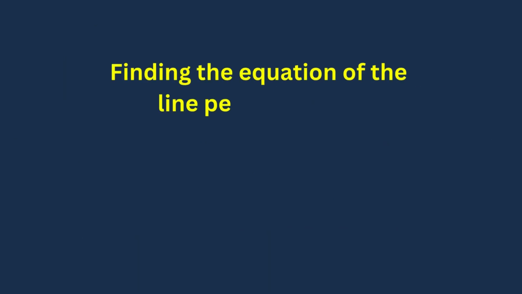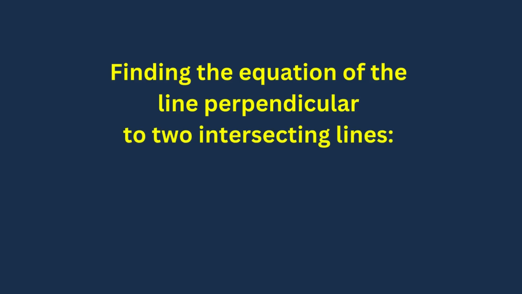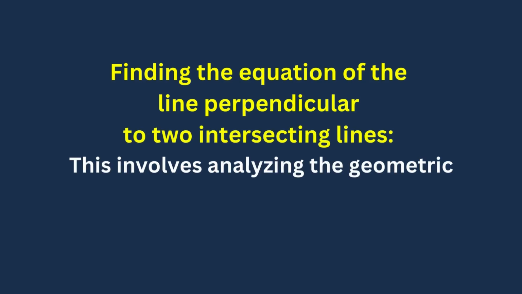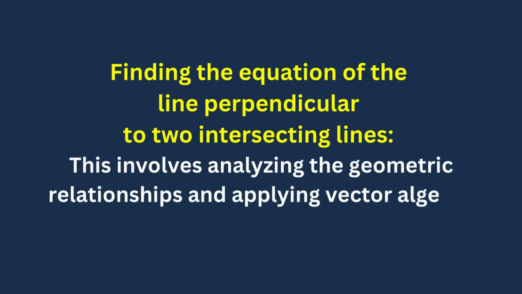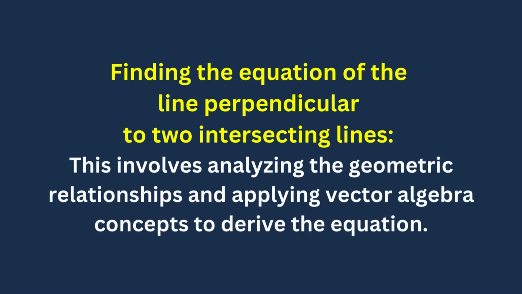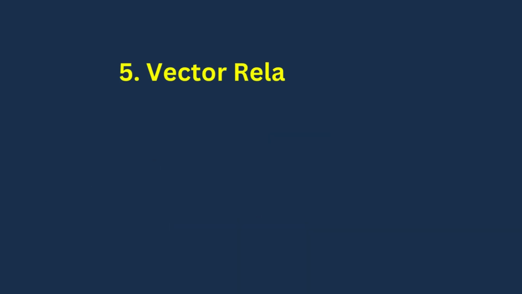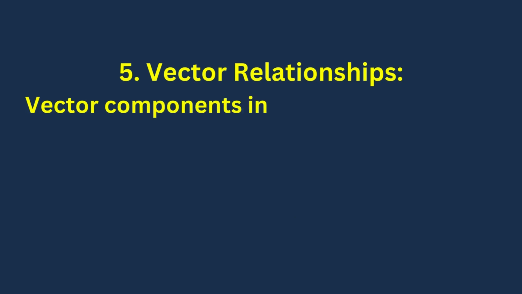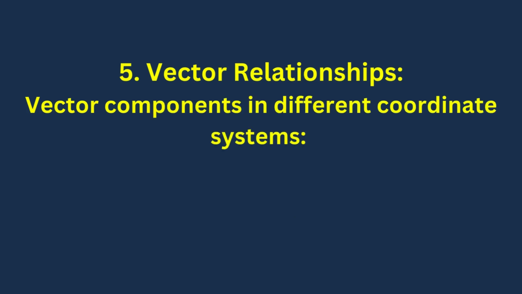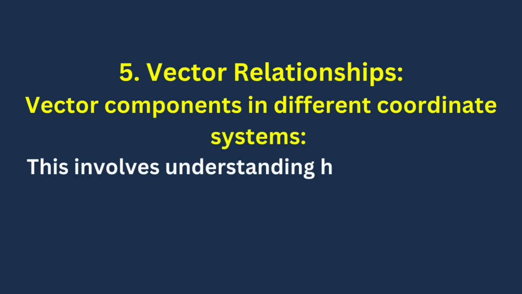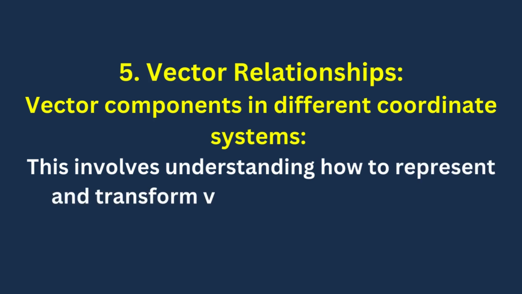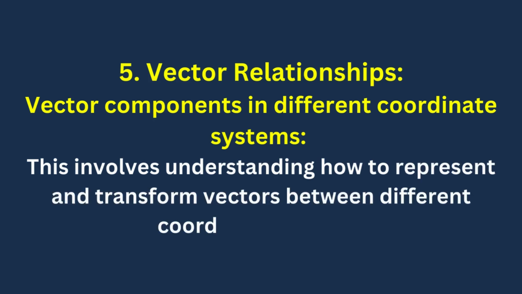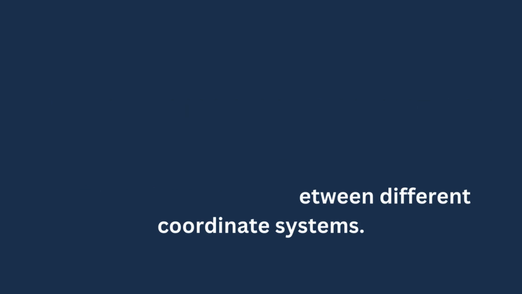Finding the equation of the line perpendicular to two intersecting lines. This involves analyzing the geometric relationships and applying vector algebra concepts to derive the equation. Number 5. Vector relationships. Vector components in different coordinate systems. This involves understanding how to represent and transform vectors between different coordinate systems.